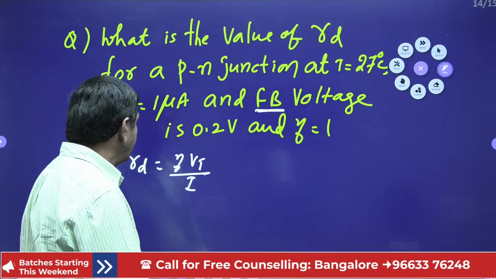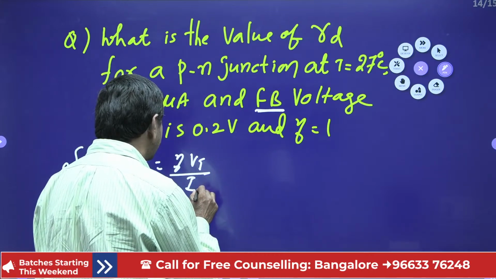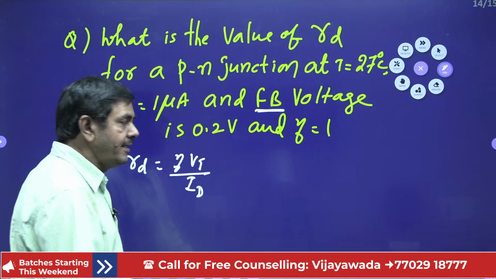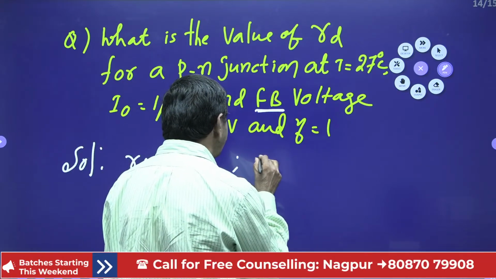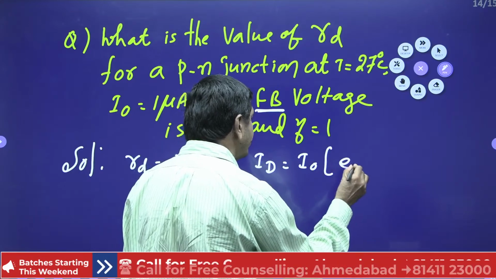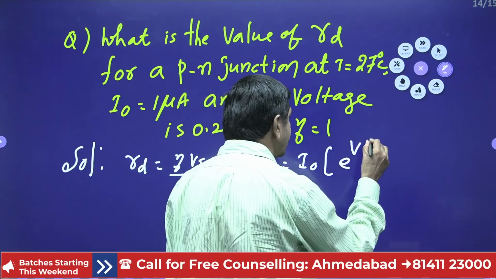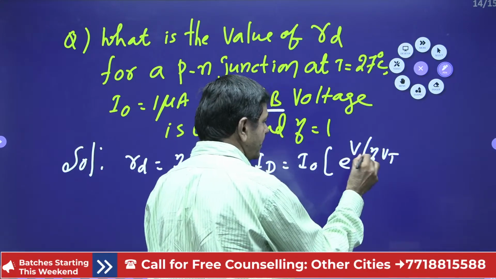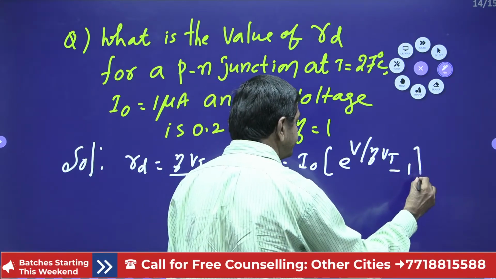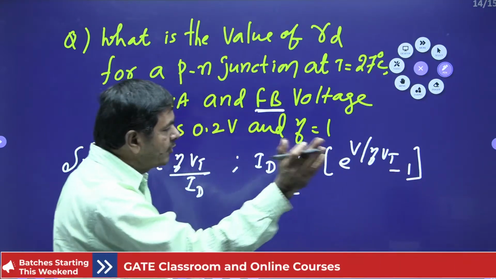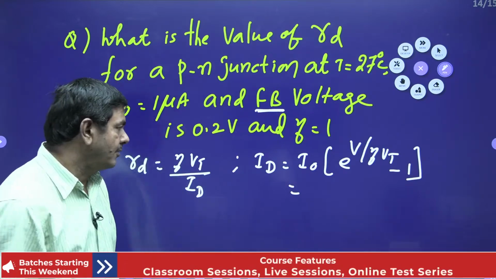So the eta value is known, but I is unknown. I is nothing but ID only, the diode current. I or ID, it is acceptable. Where ID equal to, we know very well, I naught into e power voltage across the diode by eta into Vt, V or V naught, same only, minus 1. Directly I am writing now. Even if you neglect the one, no problem. Otherwise, even if you apply this formula directly, no problem.